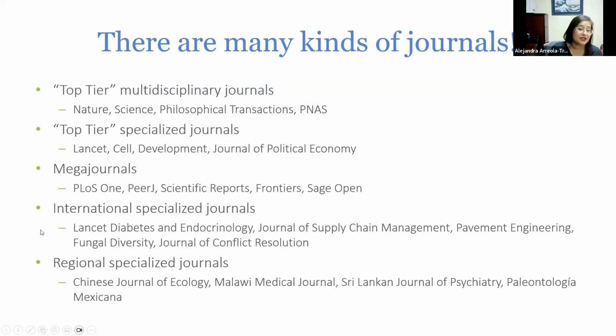You have your international specialized journals like the Lancet Diabetes and Endocrinology, which is going to be a specialized journal. The Journal of Supply Chain Management, Pavement Engineering. So if you are a pavement engineer, this is the journal for you. It's going to have a relatively small impact factor compared to, say, The Lancet, but that's because there are only a few pavement engineers in the world. You have Fungal Diversity, the Journal of Conflict Resolution, and then you have your regional specialized journals, the Chinese Journal of Ecology, the Malawi Medical Journal, the Sri Lankan Journal of Psychiatry, and Paleontología Mexicana, for a few examples.